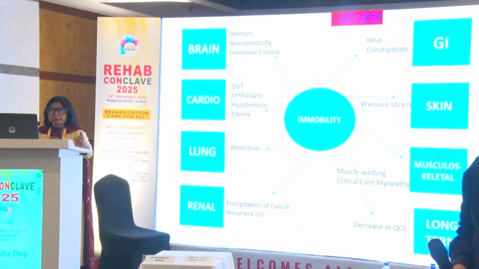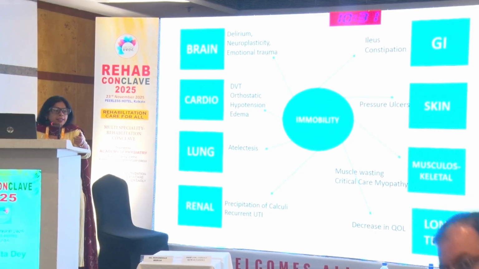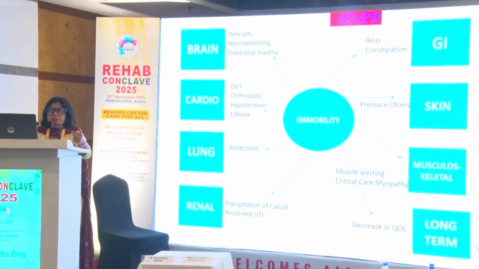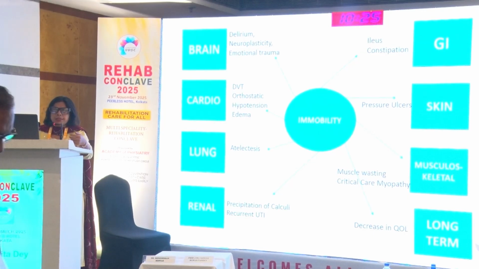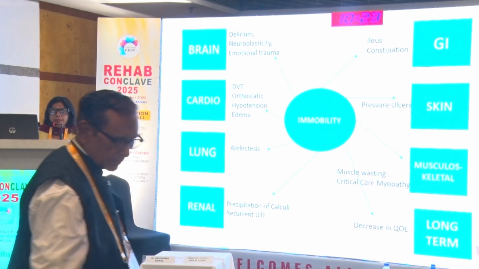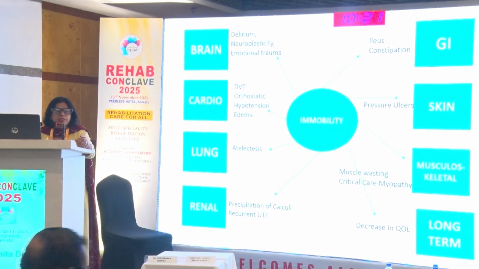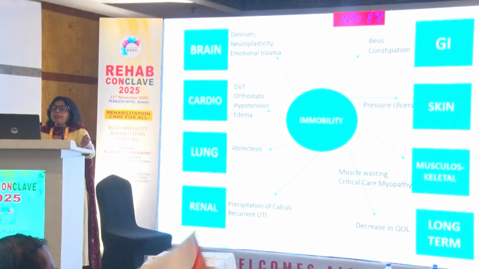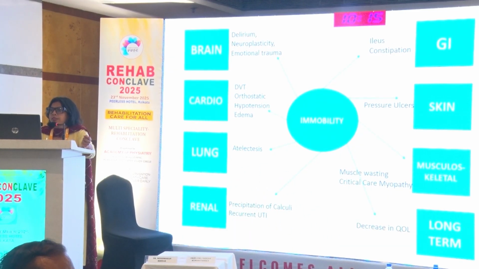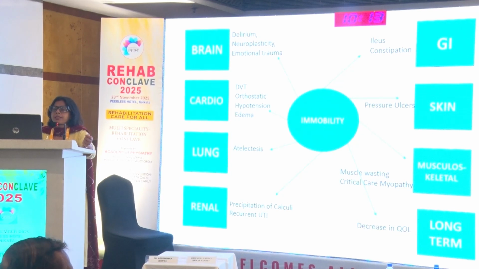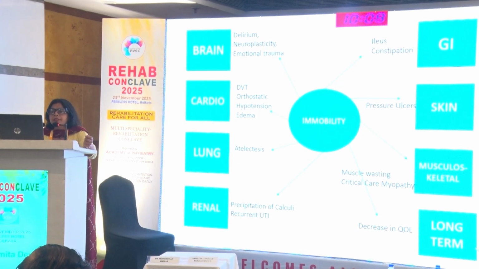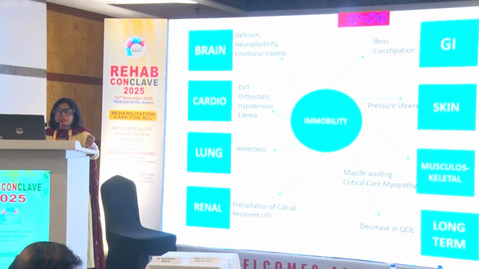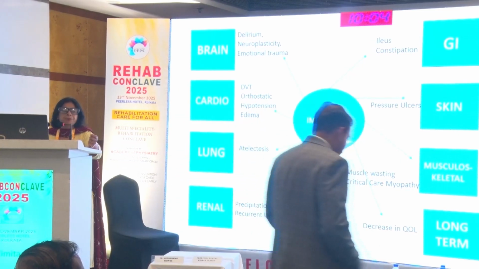So what system is being affected by immobility? I asked myself. To understand the scope of PMR, I was thinking, what systems does immobility involve? And it was not a surprise for me that it involves almost every system. For the brain, it will manifest with delirium and affect neuroplasticity. There will be emotional trauma in ICU. In the cardiovascular system, there can be DVT, orthostatic hypotension, and edema setting in with immobility.